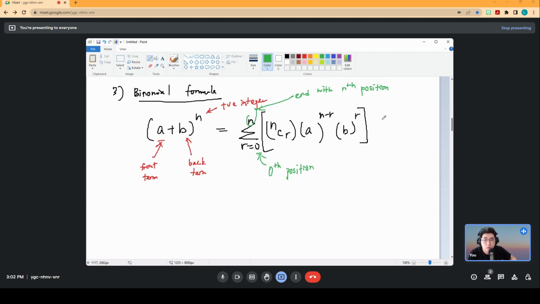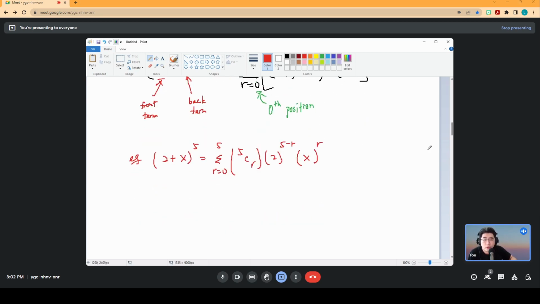So how do we actually use it? For example, let's say I have (2 plus x) to the power of 5. We can write the formula: summation from r equals 0 of 5 choose r, the front term 2 followed by power 5 minus r, then x to the power r. We are going to write them one by one, starting from 0. How many terms do I need to fill in for this question? 0, 1, 2, 3, 4, 5. A total of 6 terms.